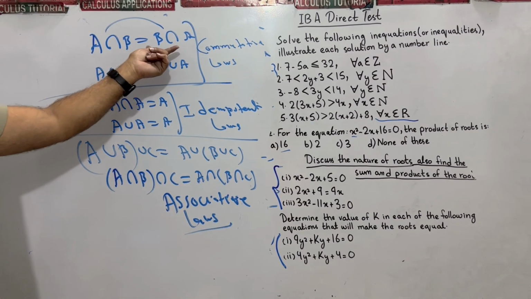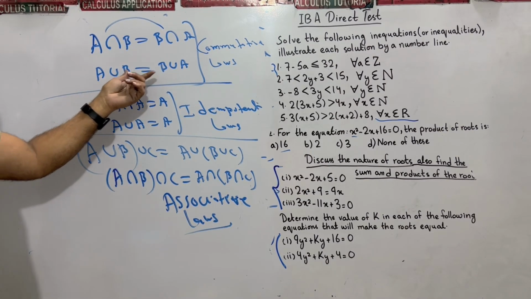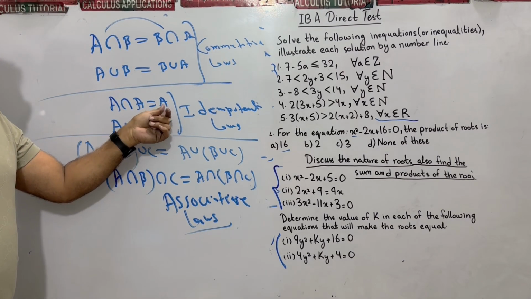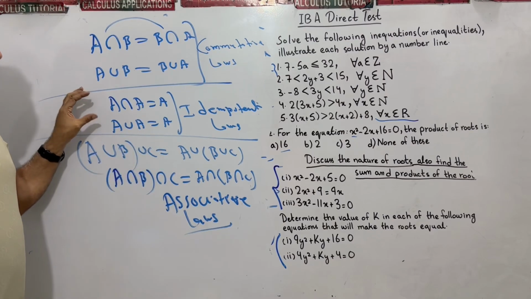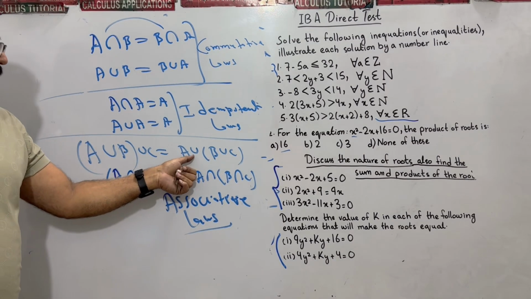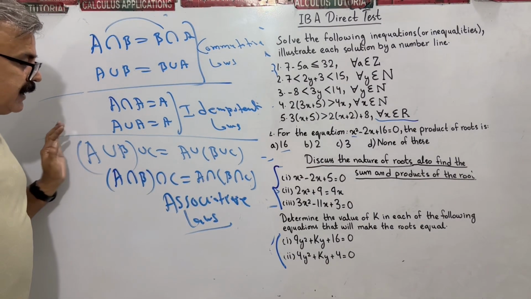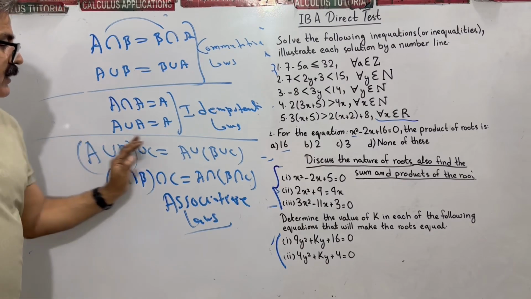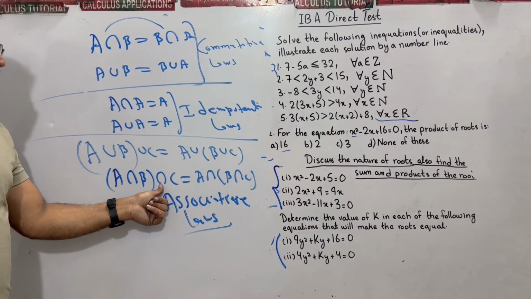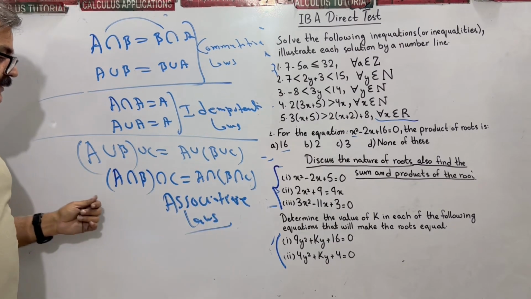A intersection B is always equal to B intersection A: commutative law for intersection. A union B is equal to B union A: commutative law for union. A intersection A and A union A always result in A: idempotent laws. A union B union C is equal to A union B union C, where the bracket belongs to AB in one case and B to C in the other: associative law for union. If instead of union, intersection is present, A intersection B intersection C: associative law for intersection.